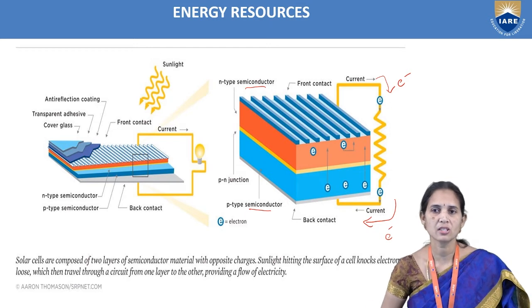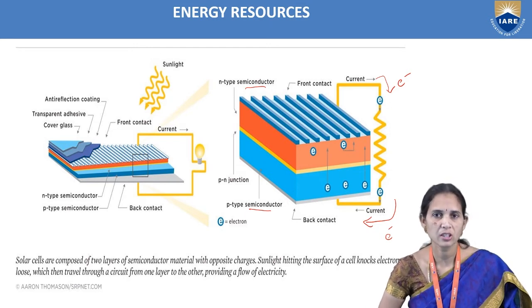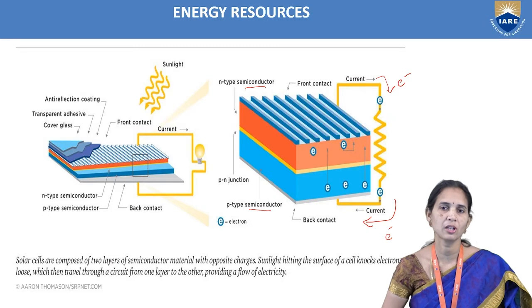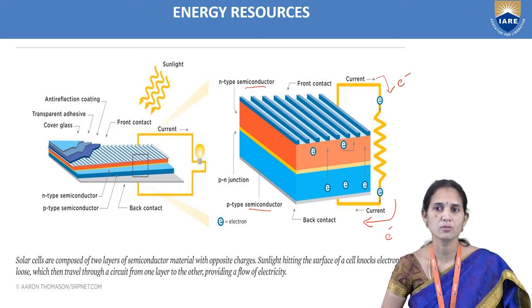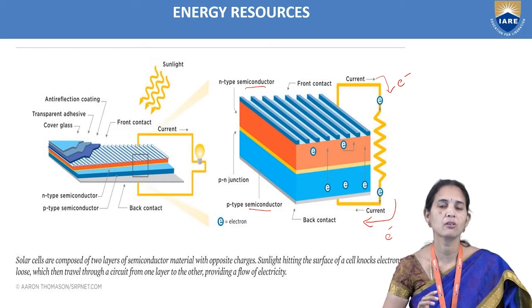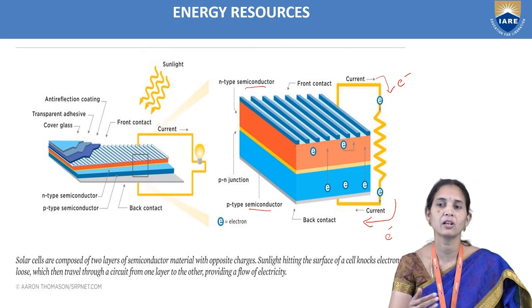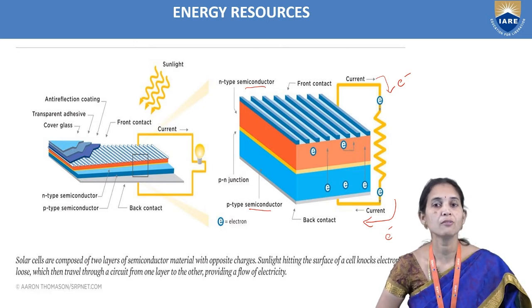So this is a solar cell. It is composed of two layers of semiconductor material with opposite charges, meaning a p-type semiconductor and an n-type semiconductor. When sunlight hits the surface of the cell, it knocks electrons loose from the silicon atoms. These electrons then travel through the circuit from one layer to the other, providing the flow of electricity.